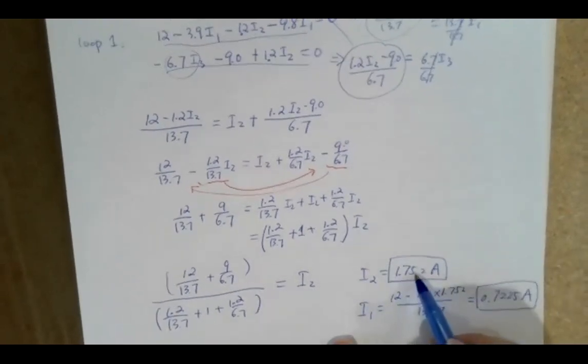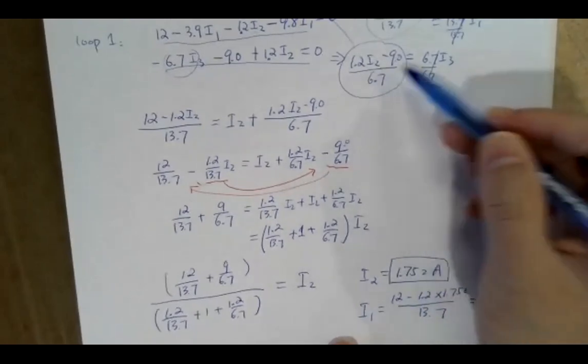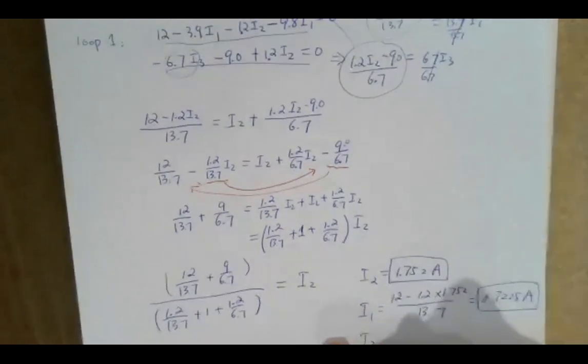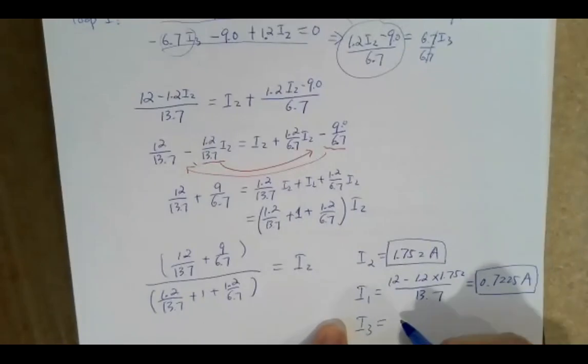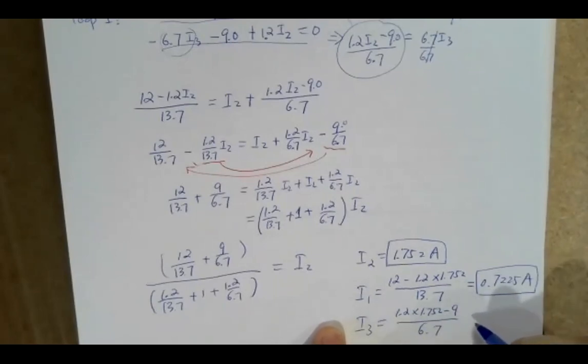Take 1.752 as your I2 here. You can solve for your I3. So your I3 is equal to (1.2 times 1.752 minus 9) over 6.7. Now that gives you minus 1.029 amps.